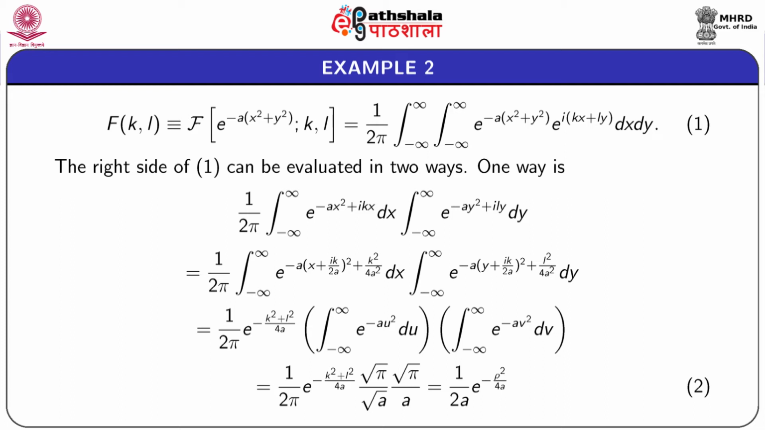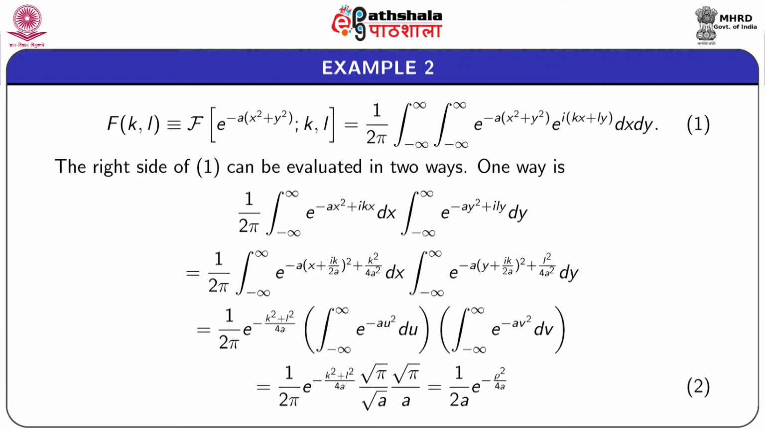integral from minus infinity to plus infinity e to the power minus a u square du, where we have substituted u for x plus i k by twice a, and here in the second integral, that is v integral, we have substituted v for y plus i l by twice a, and these two integrals can be evaluated in terms of gamma function.